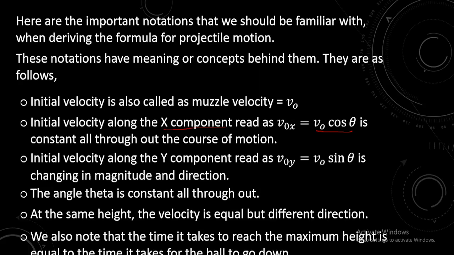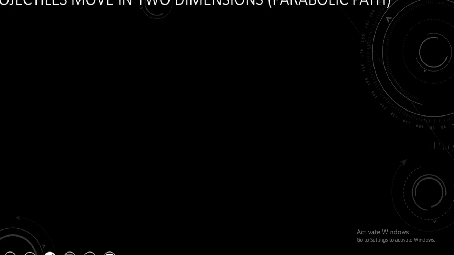We also note that the time it takes for the bolt or projectile to reach its maximum height is also equal to the amount of time that the projectile needs to go down. So the total time of flight is equivalent to twice the time to get up. We're going to show you how to compute the time to get up later on.